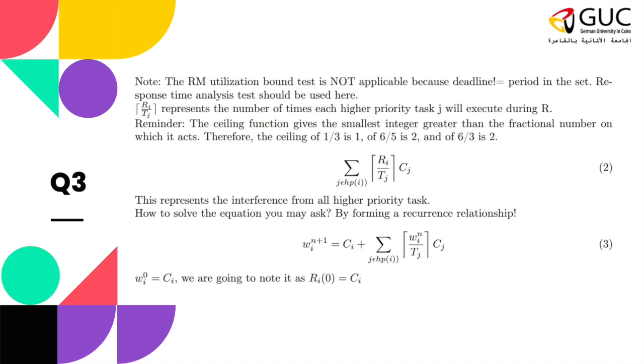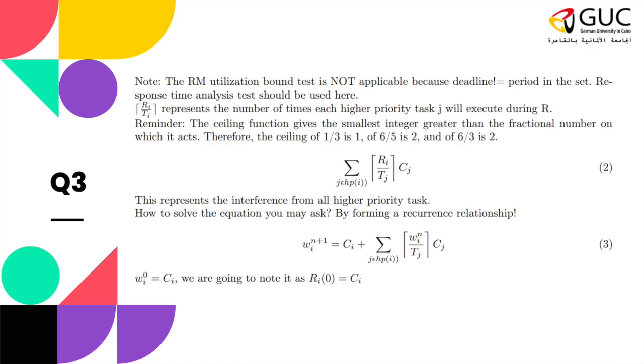The first condition, we will stop looping if the response time is greater than the relative deadline. So if I have a response time that is greater than the relative deadline, I will stop looping and say that it is not schedulable under RM.